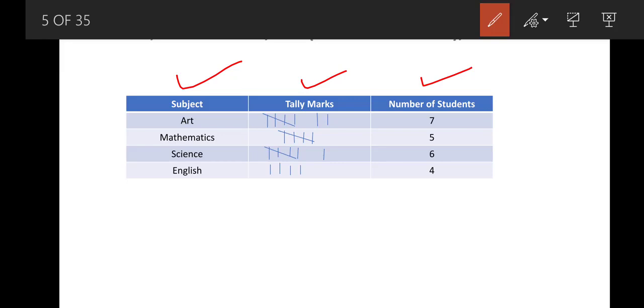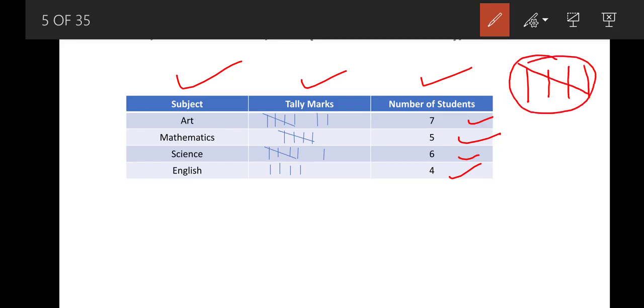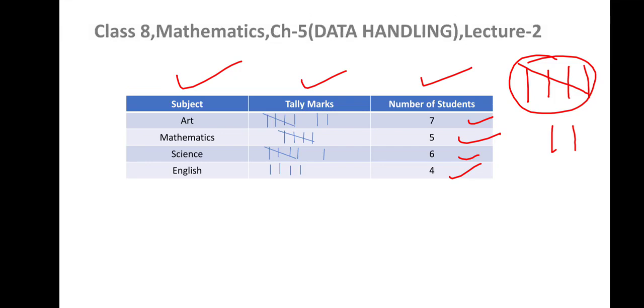So number of students for art subject, those who are liking art subject, are 7. Mathematics, the number of students, those who are liking mathematics subject, are 5. Likewise for science and English. And I think you all know how to make these tally marks. Like I have the data 7. So how will I make? I will be making 4 lines, and then this will be the 5th line, that is 5. This complete represents 5, and then 6 and 7. Likewise for every subject I have made the tally marks and number of students are being represented.